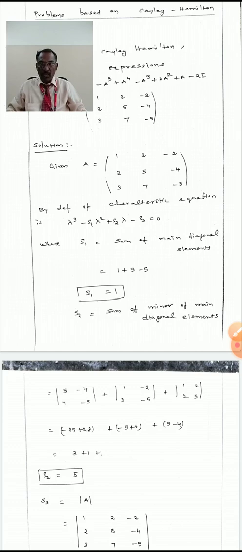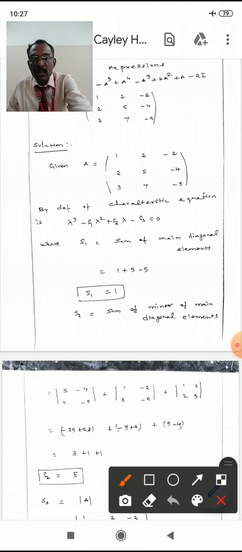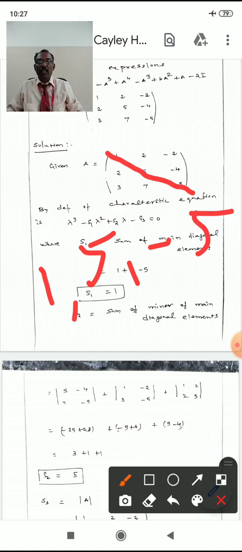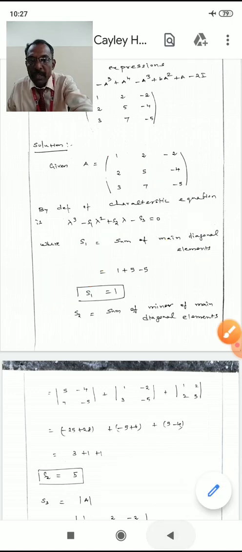First I would like to find S1. How can we find S1? S1 is the sum of main diagonal elements of the given matrix. So in this problem, the main diagonal elements are 1, 5, minus 5. We add these numbers. So 1 plus 5 minus 5, we get 1. So the S1 value is 1.